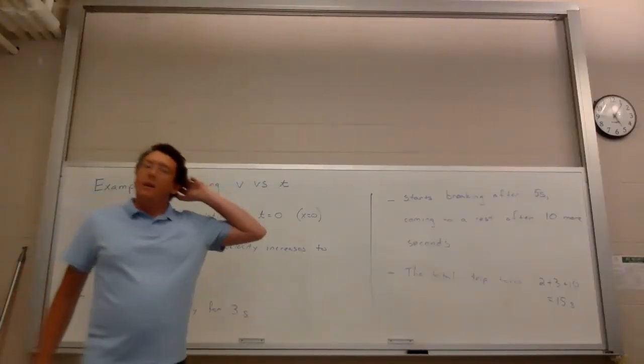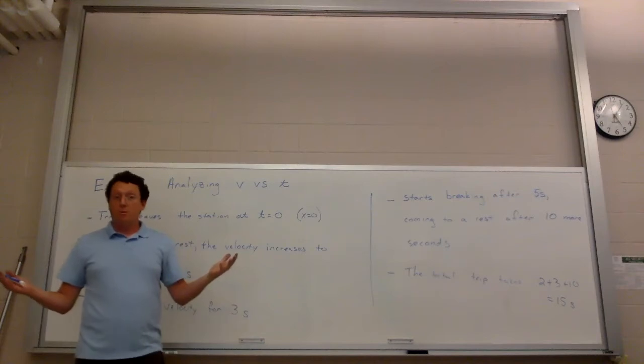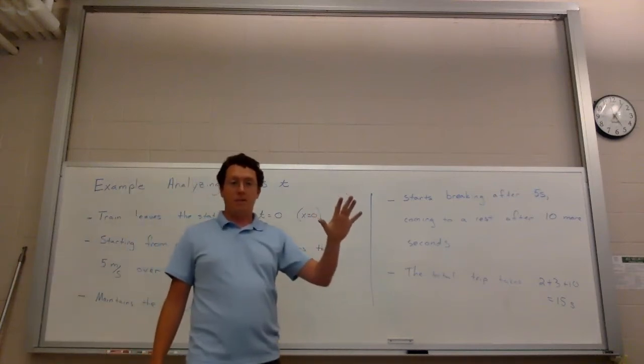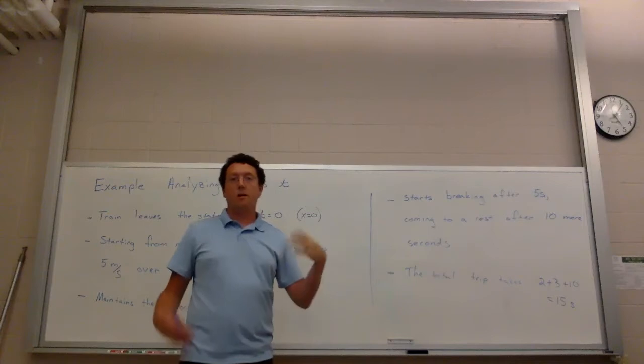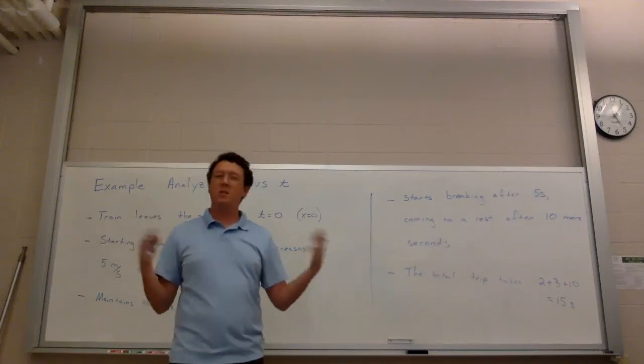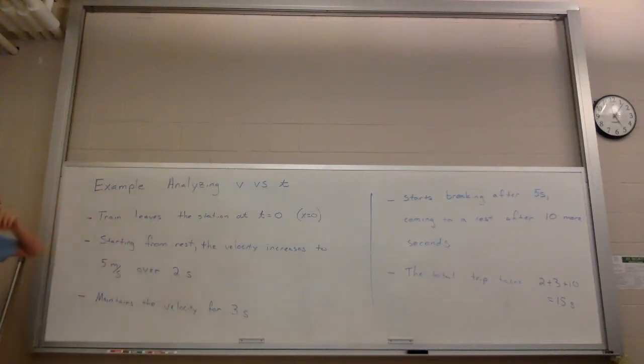Hello. In this video, I'm going to give an example where we use a velocity versus time graph to construct the change in position of a train through some scenario. So here we have an example. The story or the narrative is as follows.